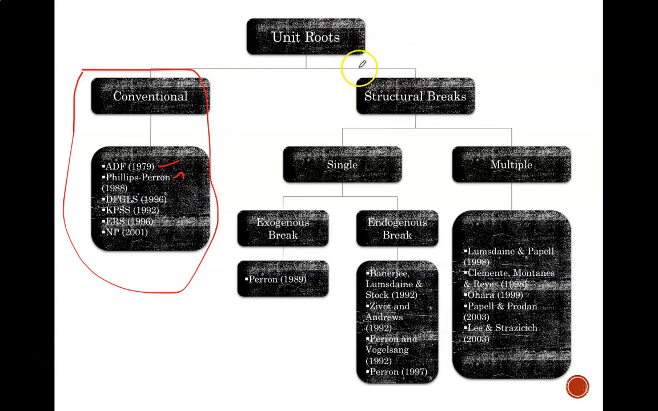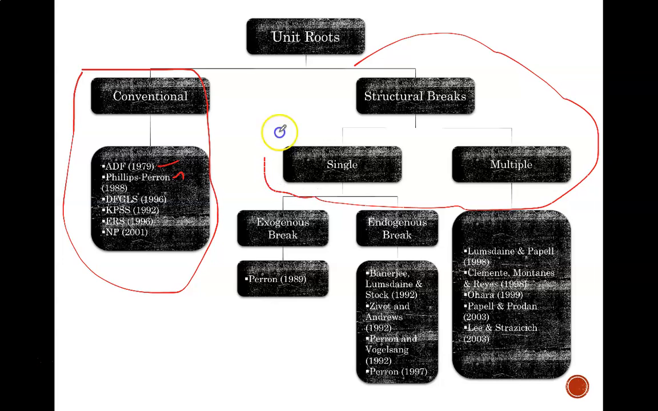Here is the structural break. This is another school of thought, another interesting part. On the unit root side you have the ADF, the Phillips-Perron, in short PP test. DF-GLS is Dickey-Fuller generalized least squares, 1996. KPSS is Kwiatkowski, Phillips, Schmidt, and Shin, 1992. Then you have ERS, Elliott, Rothenberg, and Stock, 1996 too, and NP is Ng-Perron, 2001. This is all available in E-views. You can test all, use all the methods.